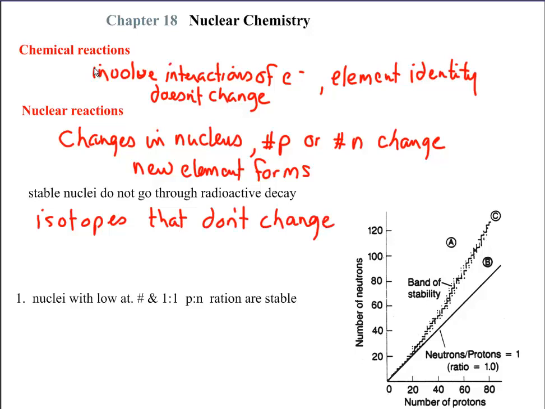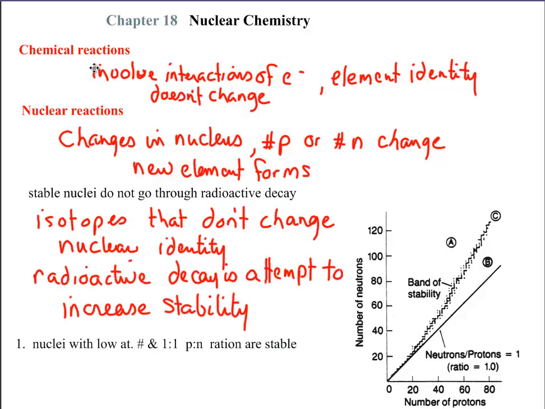They maintain their identity in any kind of reaction. They do not have nuclear changes. Unstable nuclei do go through nuclear changes, and they go through radioactive decay. The attempt of these isotopes is to become more stable. There's several ways that a nucleus can become more stable, several ways it can decay.